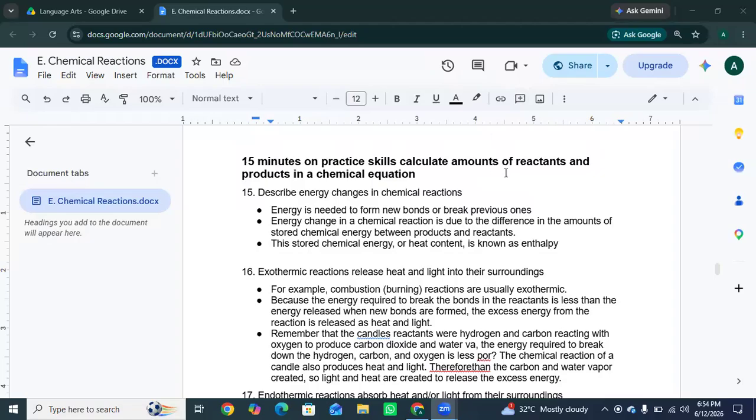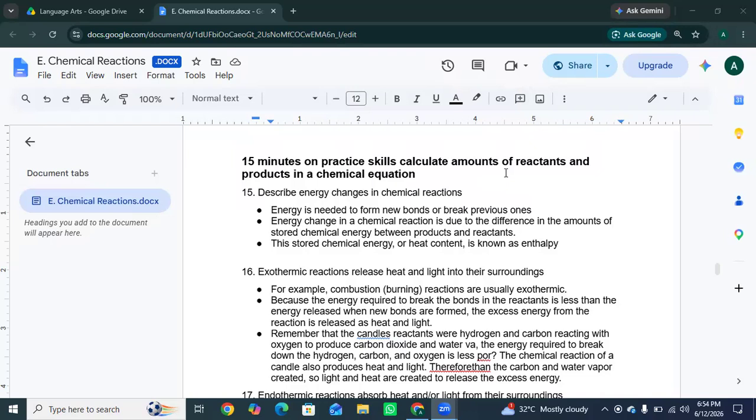Hey students, so the next one is describe energy changes in chemical reactions. Basically we have three main points. The first is bond changes, the second is energy difference, and the third is that there's just a scientific name for the stored chemical energy. The first one is energy is needed to form new bonds or break previous ones.